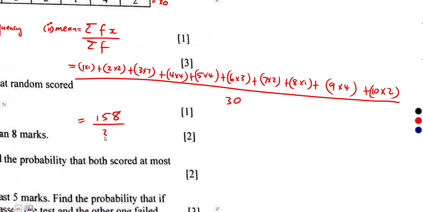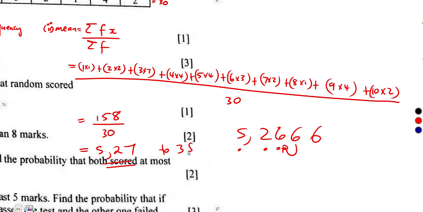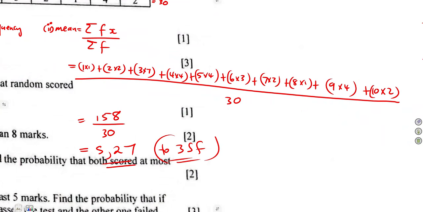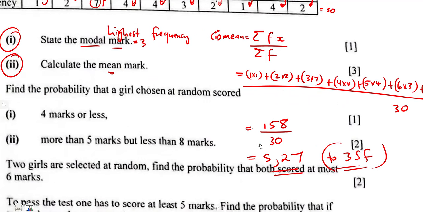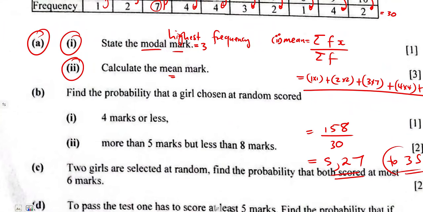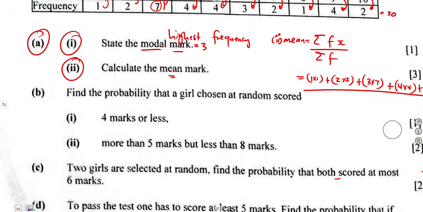158 over 30. Using calculator, it was going to be 5.266. To 3 significant figures, this is going to be 5.27, right? Remember the instruction: if you are given any decimals, you can have them to 3 significant figures unless stated otherwise. All right, so that is what you're going to have. Find the probability on B. All right, so here we're done.